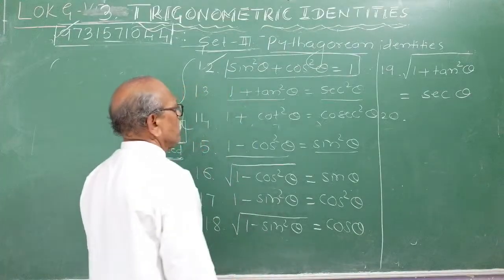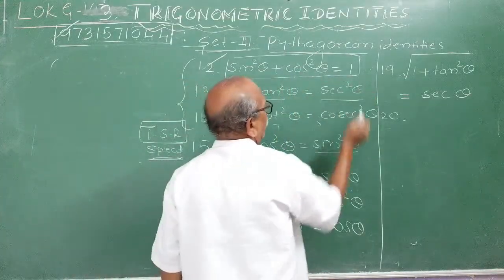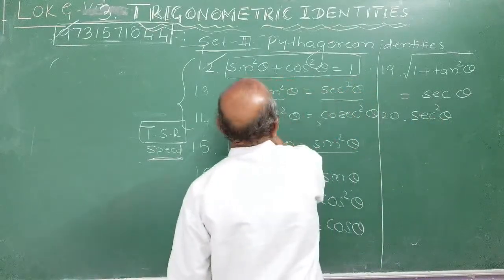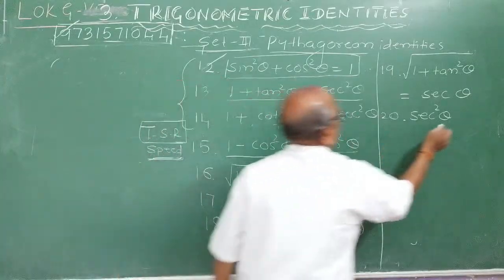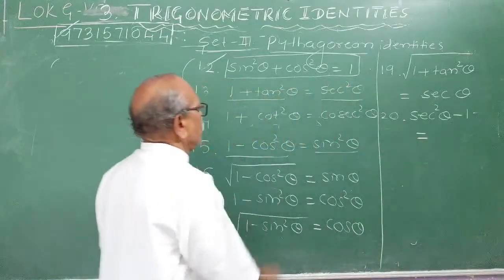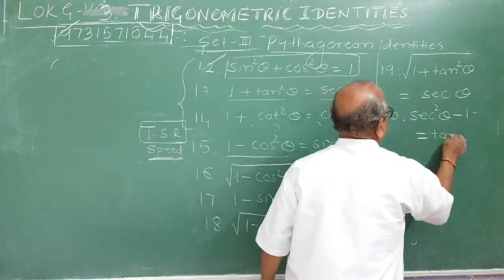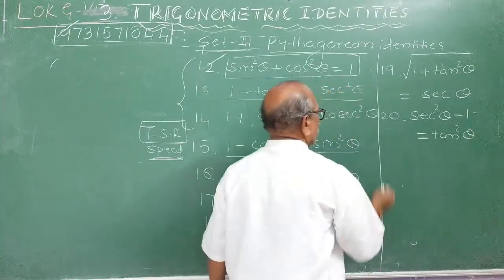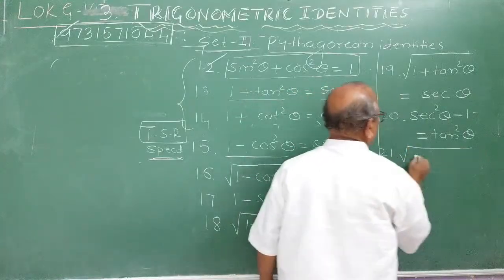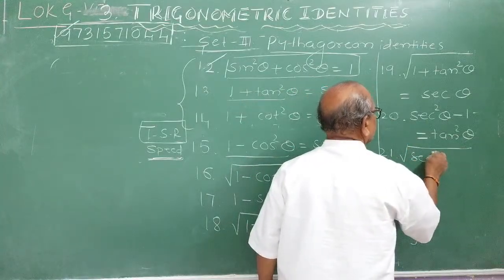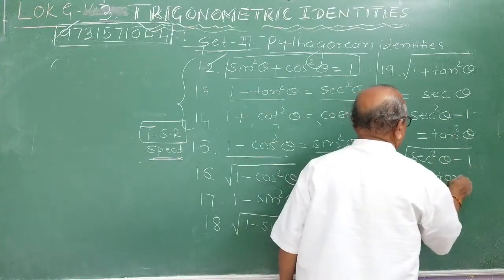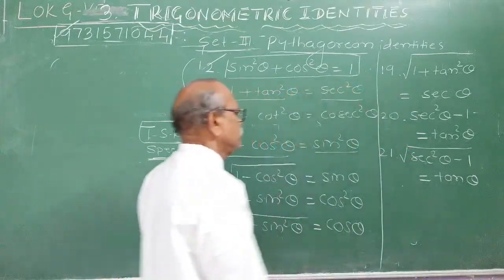Now, you do one thing. You take 1 to the right. What do you get? You will get sec square theta. You take 1 to the right. Sec square theta minus 1 is equal to what? Sec square theta minus 1 becomes tan square theta. Then you can take 21 also. Take a square root of it. What do you get? Root of sec square theta minus 1 is equal to square root of tan square theta, which is tan theta. Remember it as another identity.